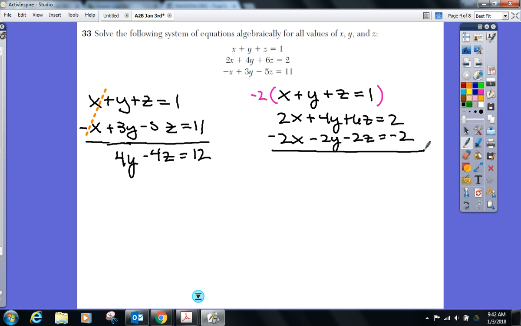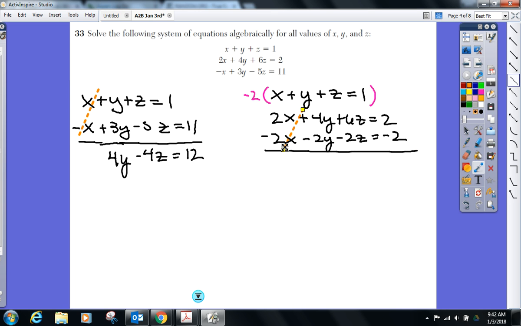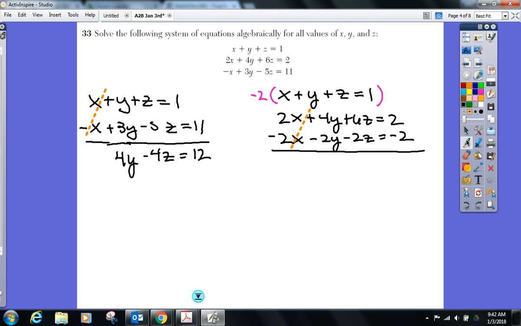What do you got for me? The x's are gone. See ya. What about the y's? 2y. Z's plus 4z equals. All right, there we go. Okay, everybody good? Now you take both of these and solve them.